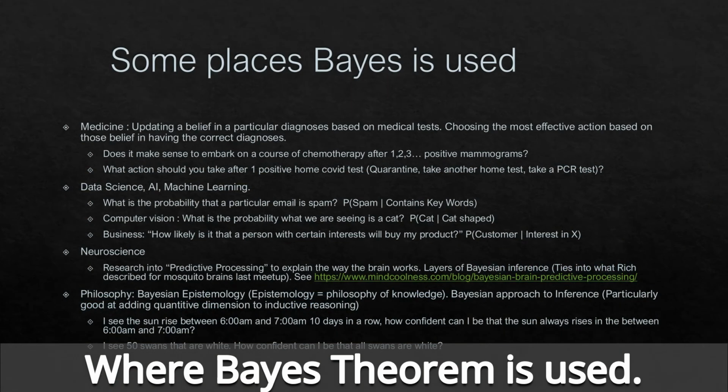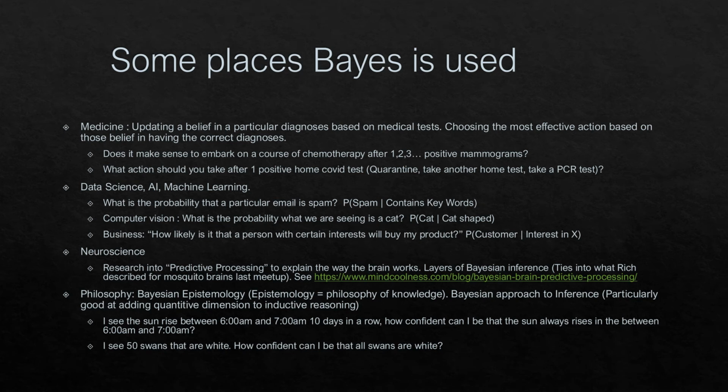Okay, finally, let's just have a look at some of the places Bayes theorem is used. So as we saw, it's used in medicine, so updating a belief in a particular diagnosis based on medical tests, and then you can choose the most effective action based on that belief and having the correct diagnosis.